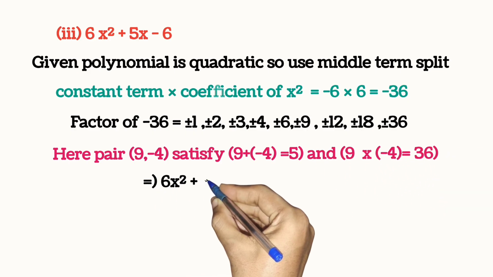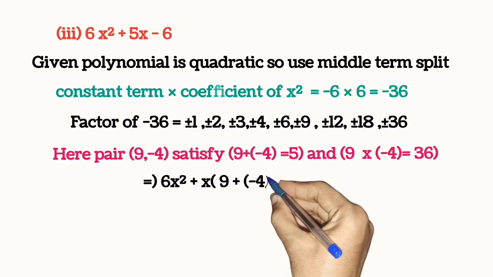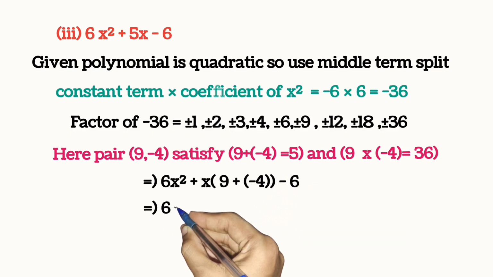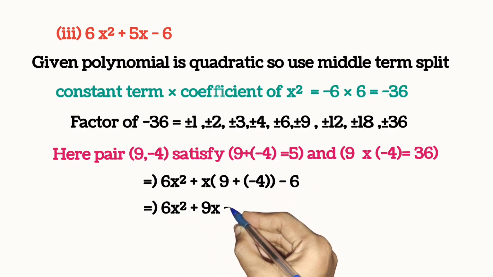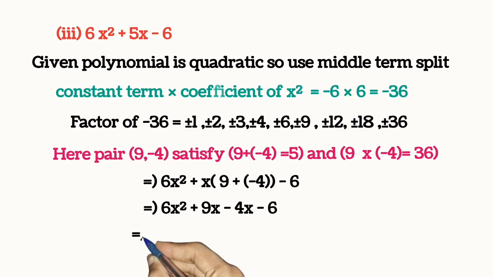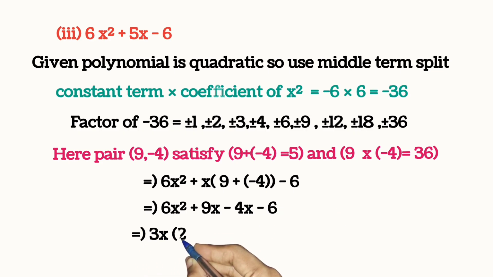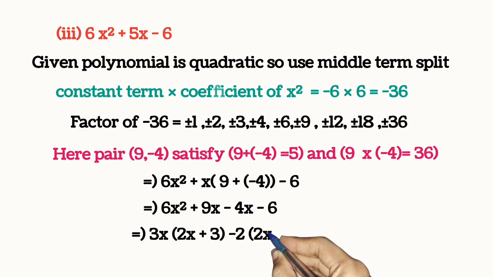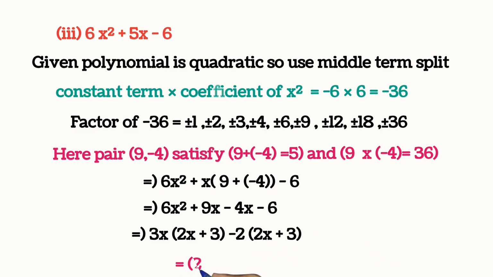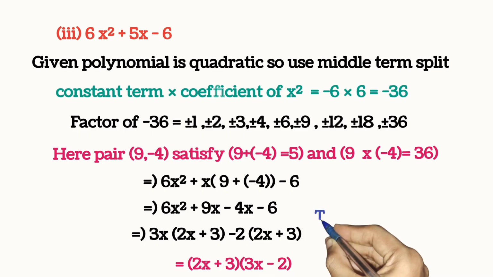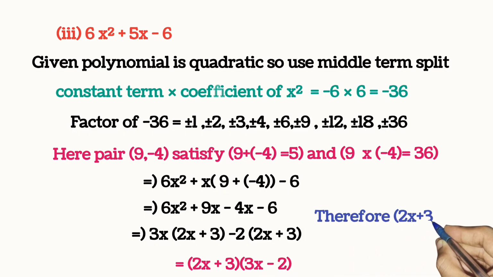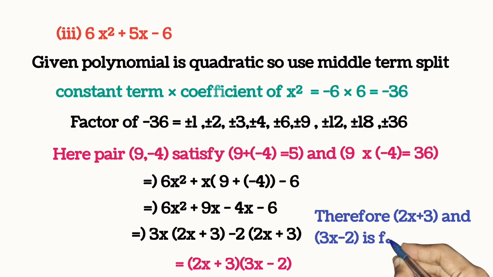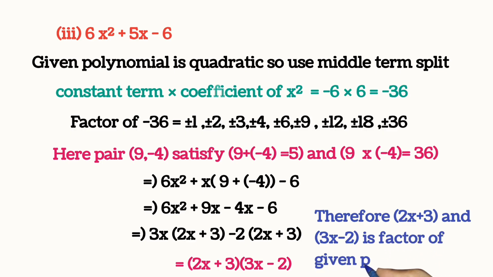So we can write 6x square plus x into 9 plus minus 4 minus 6, that is equal to 6x square plus 9x minus 4x minus 6. Now take 3x as a common, we get 2x plus 3, and taking minus 2 as a common, we get 2x plus 3 again. Then take 2x plus 3 as a common, we get 3x minus 2. Therefore 2x plus 3 and 3x minus 2 are factors of the given polynomial.